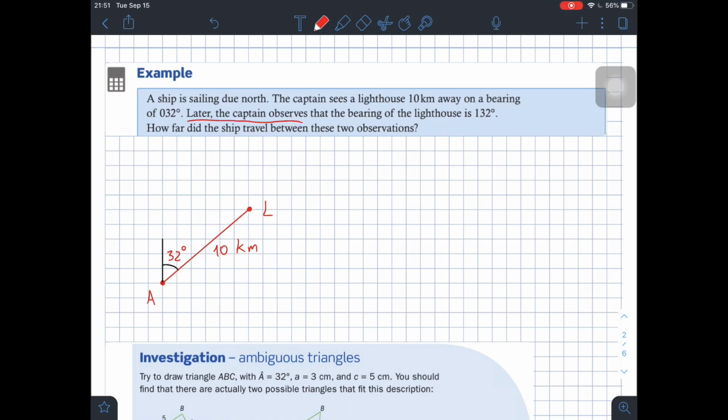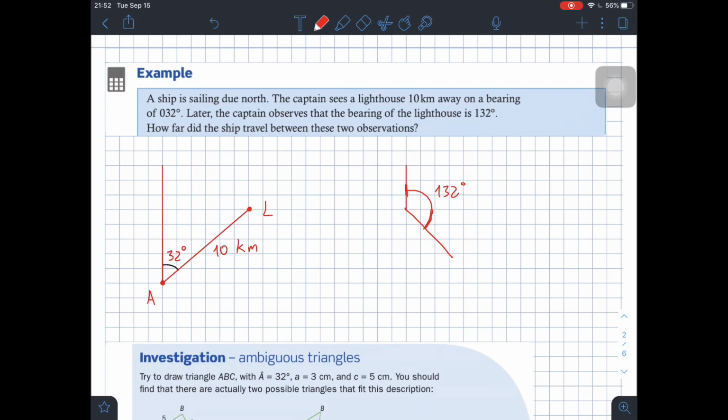Then it says, later, the captain observes that the bearing of the lighthouse is 132 degrees. If you remember, 132 degrees, if we start north, this is 90 degrees, and then it will be in the second quadrant, right? It will be somewhere like this. That means that the boat keeps on traveling north until it should have passed the lighthouse in order to have a bearing of 132 degrees, as you can see here, right?